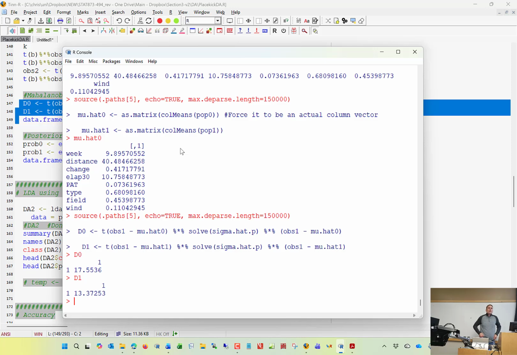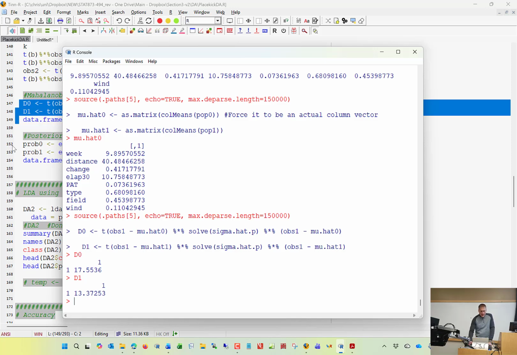Okay. So I have two distances there. What should we predict as the grouping for observation number 1? Success. Yeah, success. The good equal 1 group. Because that distance is smaller.